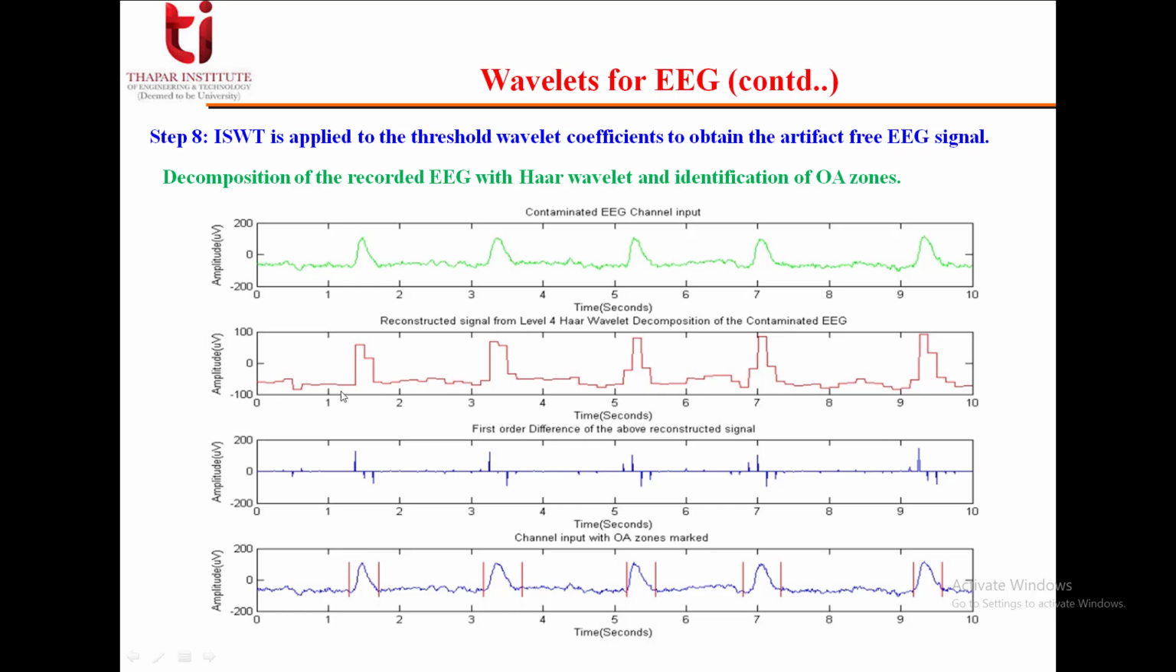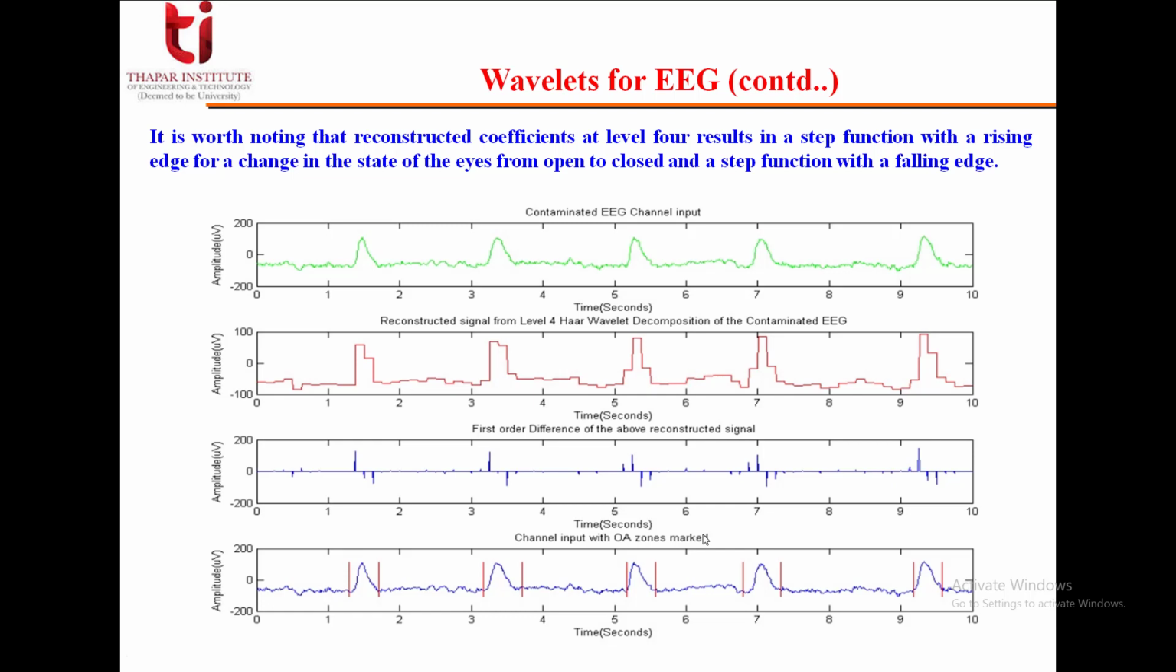So this diagram shows the different steps. We have the contaminated EEG channel input, and then we have the reconstructed signal from level 4 Haar wavelet decomposition of the contaminated EEG. Then we have computed the first order difference of the reconstructed signal, and then we have marked the ocular artifact zones. It is worth noting here that the reconstructed coefficients at level 4 result in a step function, with a rising edge for a change in the state of the eyes from open to close, and a step function with a falling edge.